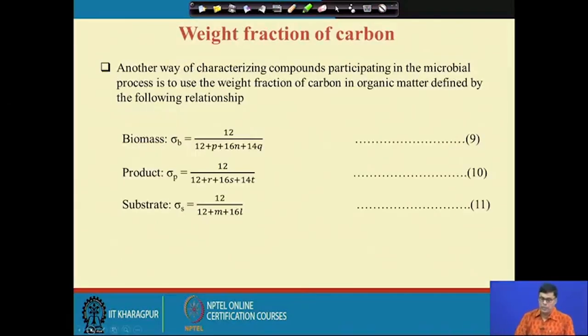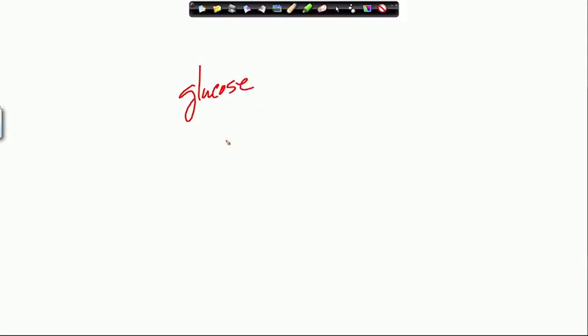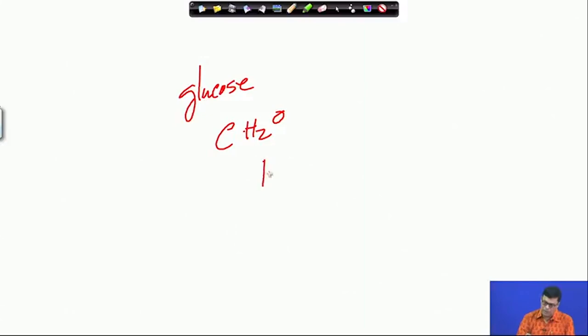Now, another way we can differentiate biomass, product and substrate is on the basis of weight fraction of carbon. Let me explain that. Suppose I am talking about glucose, CH2O. So, gamma is the weight fraction of carbon. What is the atomic weight of carbon? 12. And what is the molecular weight? 12 plus 2 plus 16. So, this ratio is the weight fraction of carbon.